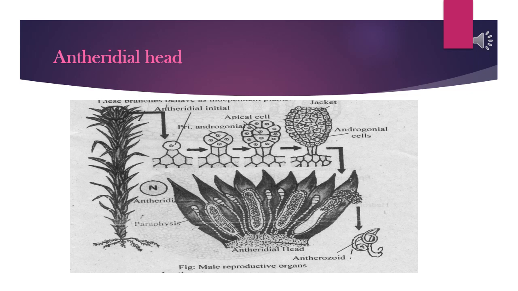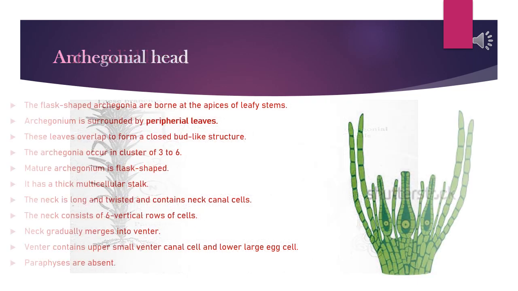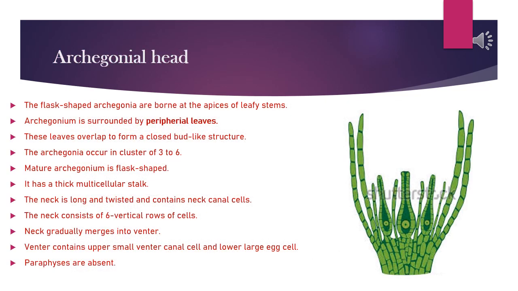It is present around the capsule. Inside the jacket are present androcyte mother cells. These androcyte mother cells give rise to biflagellated sperms. Sperms are nothing but the male gametes. Okay. So next we'll move to the structure of the archegonia.